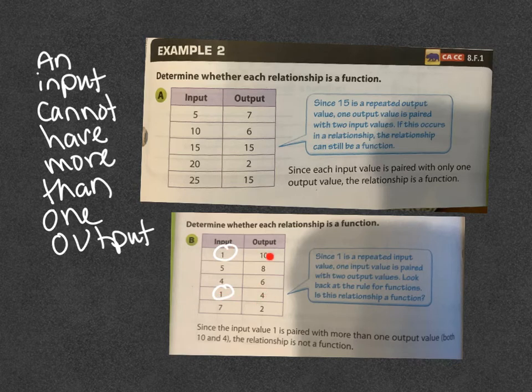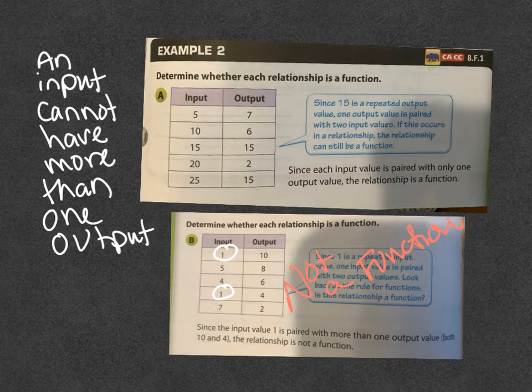And oh no, 1 can't have a different output if it's being run through the same exact rule. So because there's a 1 here with an output of 10 and a 1 again with an output of 4, this is not a function because an input cannot have more than one output, and this 1 has a 10 output, and then 1 again has a 4 output.